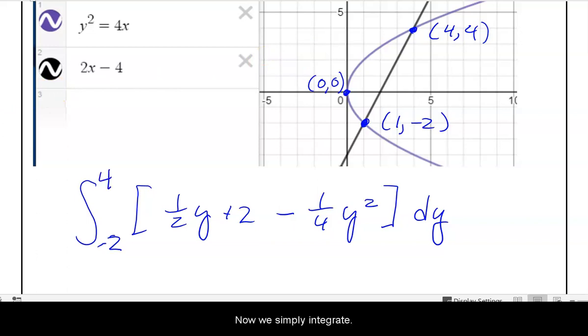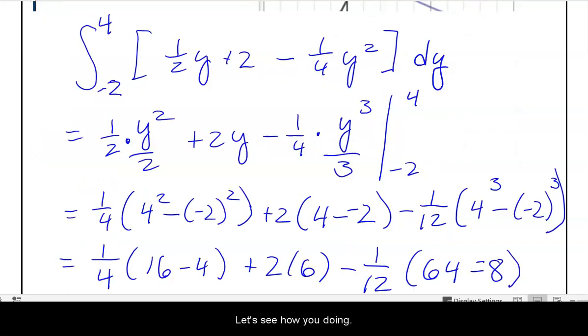Now we simply integrate. You can pause the video here since I know you can compute a definite integral. When you're complete, then turn the video back on and check your answer with mine. Let's see how you did. Once you find the antiderivative for each term in the original integrand, you will need to plug in the limits of integration.